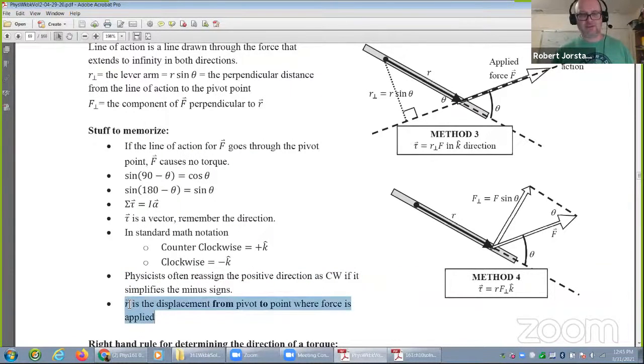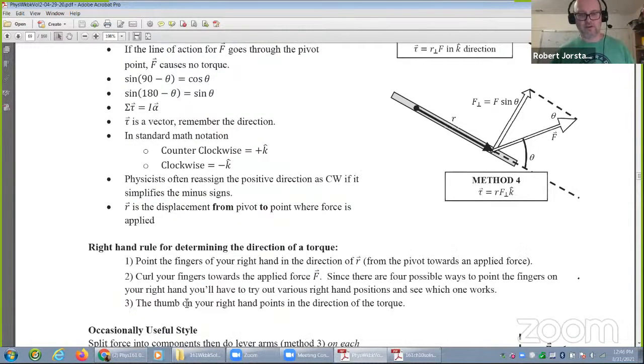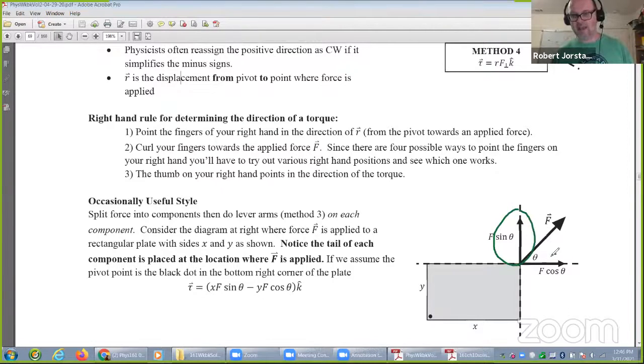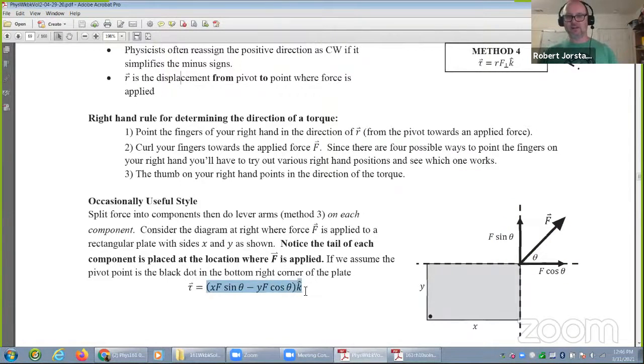And I can't stress this enough: it's from the pivot to the point where the force is applied. We know your right-hand rule. And notice, this is something I already said: it's useful to put the components at the tail of the force for these types of problems. Instead of doing both components and making a triangle out of it, we don't want to do that anymore. You want to put the tails there. And when you do that, you could split a force into components and do lever arms, etc. Basically, you're doing a cross product without having to do a determinant in a 3D matrix.